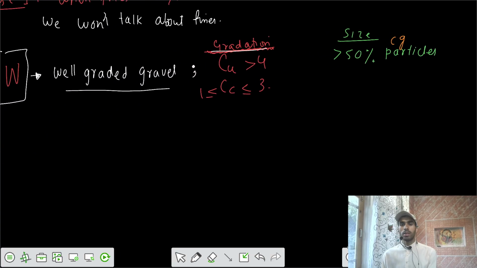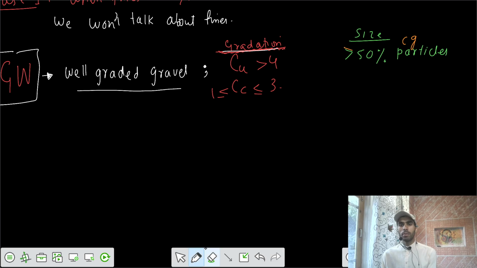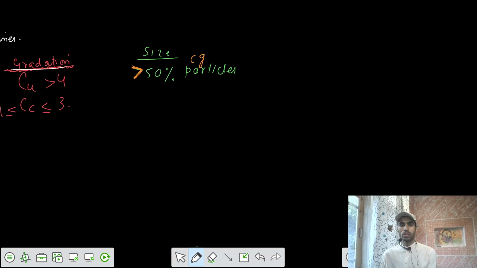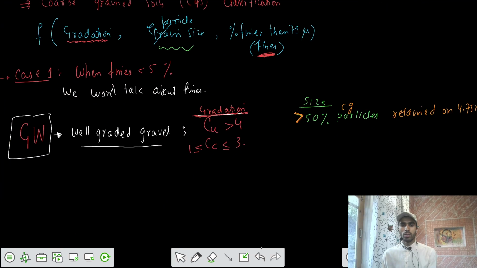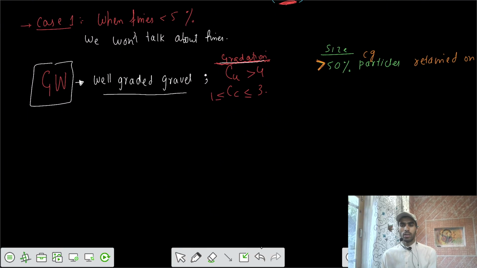About size of particles: if more than 50% of CGP is retained on the 4.75 sieve, then this is your gravel. This was all about understanding this concept of size.